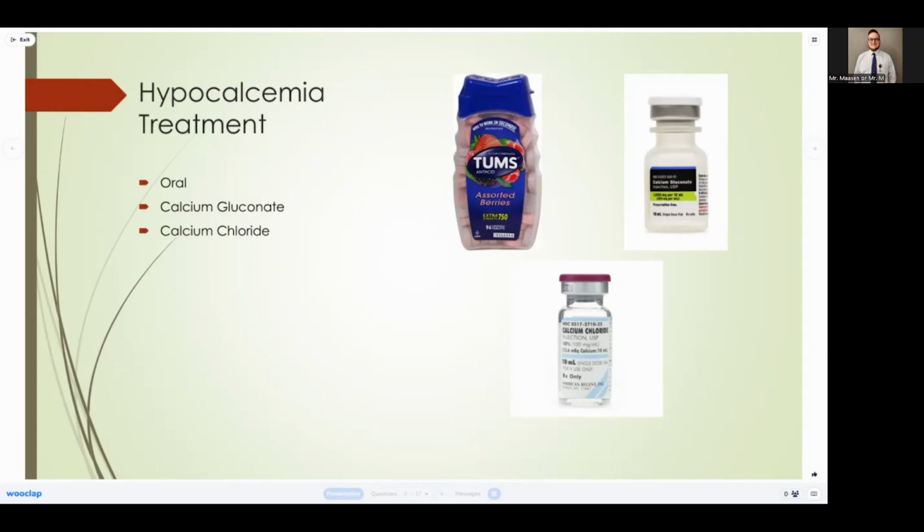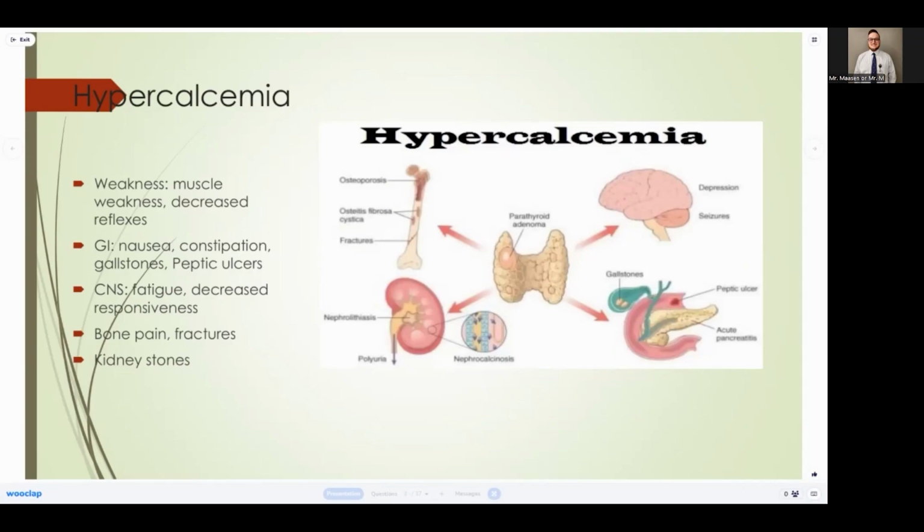How do we treat it? Well, Tums actually can help fix it. There are other medications, calcium gluconate and calcium chloride. IV calcium has a potential to cause cardiac effects, and it affects the muscle too fast. So a lot of times it's treated orally or has to be monitored very closely with IV replacement.